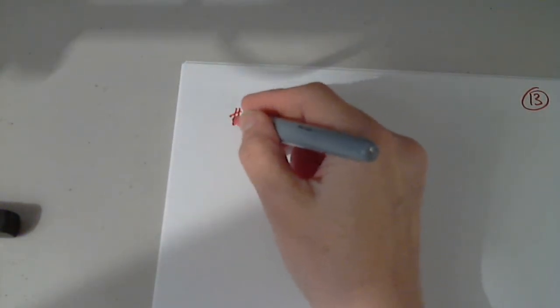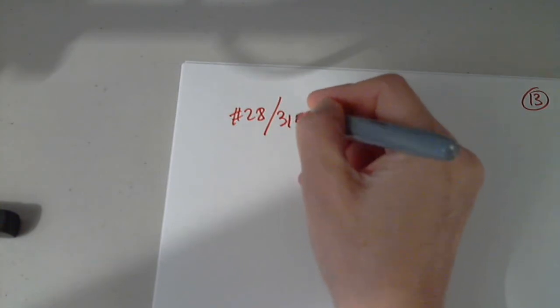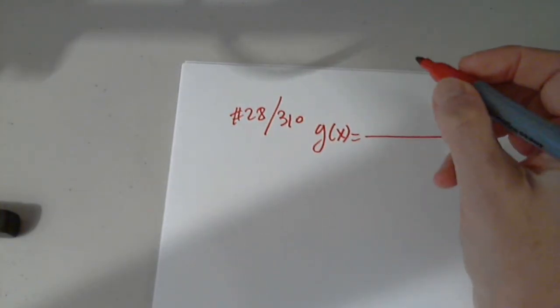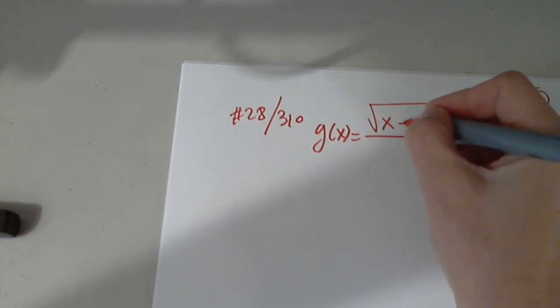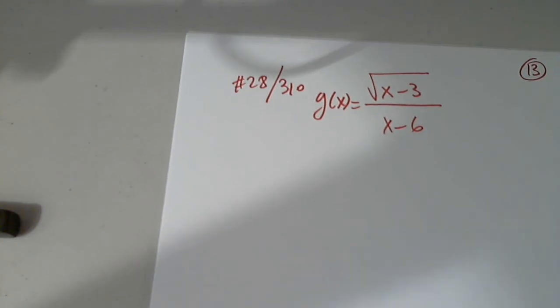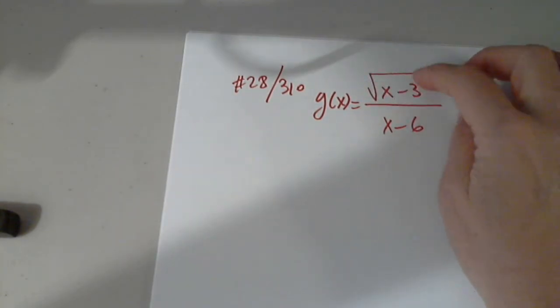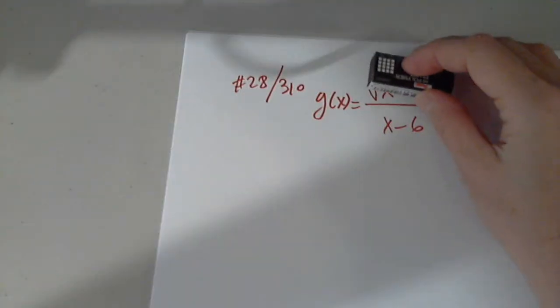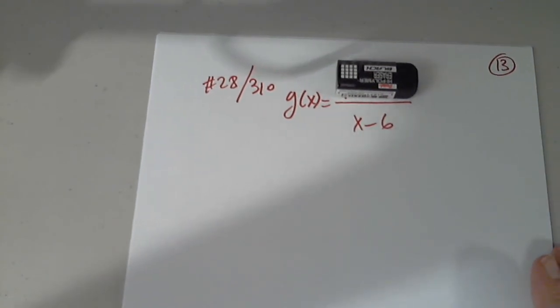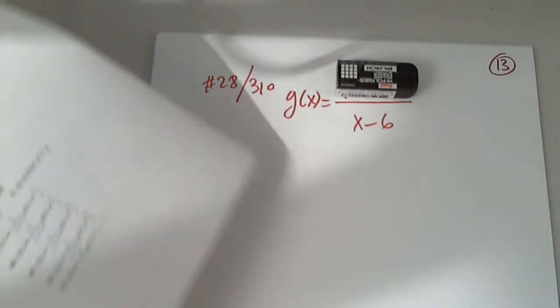Let's look at 28 on the same page, 310, and that is g of x equals the square root of x minus 3 over x minus 6. So this is, first of all, it's a ratio. Secondly, it has a square root at the top. So let's start with the ratio. Forget about the square root for a moment. Now tell me, what condition would you have to write right away?